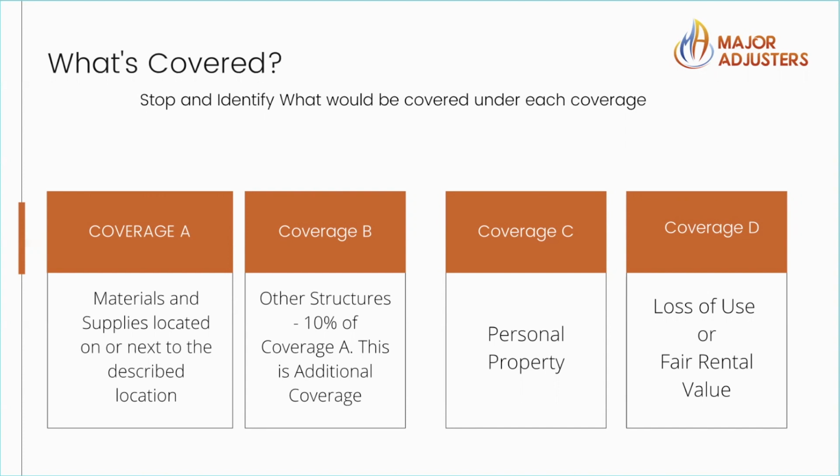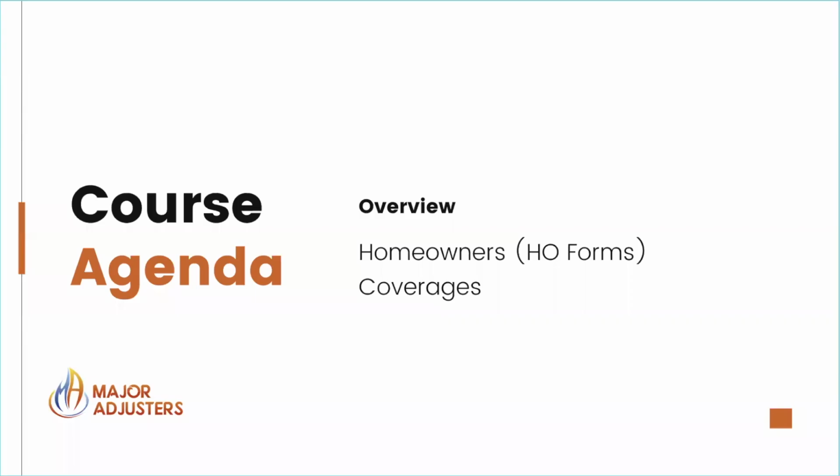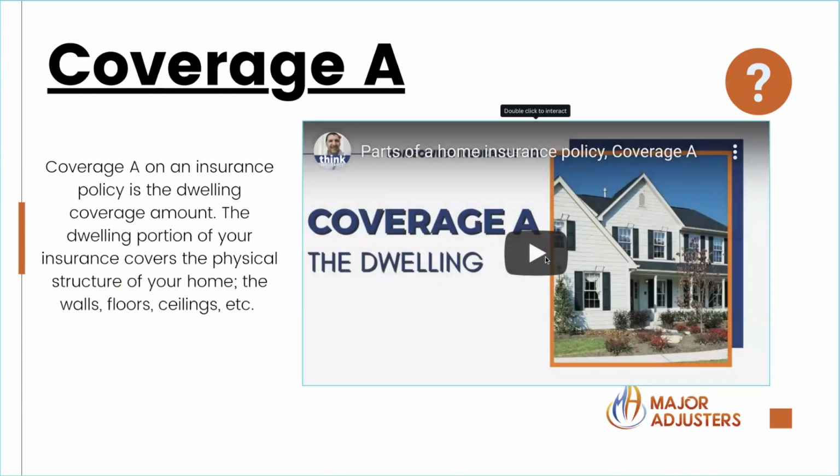Your Coverage C is going to be your personal property, which is the contents that you brought into the home. That means if you turned your house upside down, everything that falls out is considered contents, and contents is what personal property coverage covers. That's Coverage C. And then for Coverage D, you have loss of use or your fair rental value, which pays for many, many things. And again, we'll go over that deeper in the actual course. Now let's go over the homeowner coverages and examples so you can see what this is like.